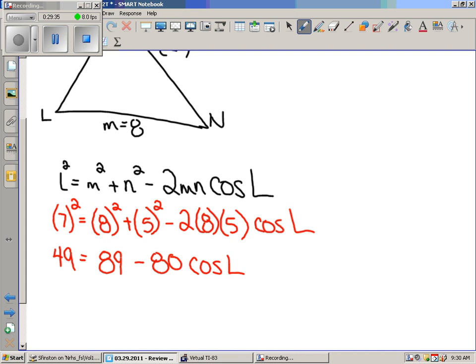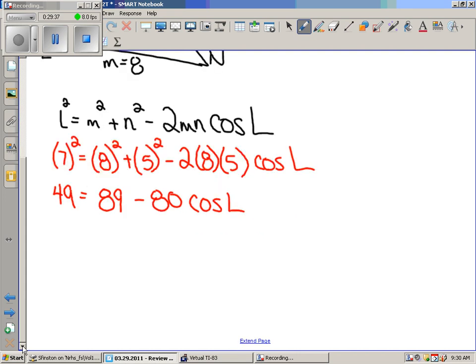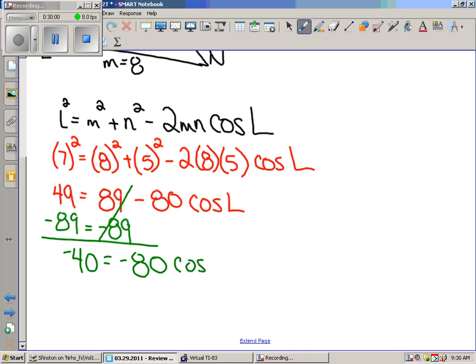Okay, and here we reach an important part. Can you ever subtract these two, 89 minus 80? No. Do not ever do that. I'm going to subtract that away. 49 minus 89 is how much? Negative 40 equals negative 80 cosine of L.